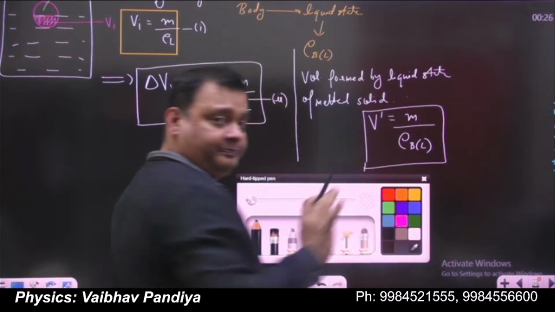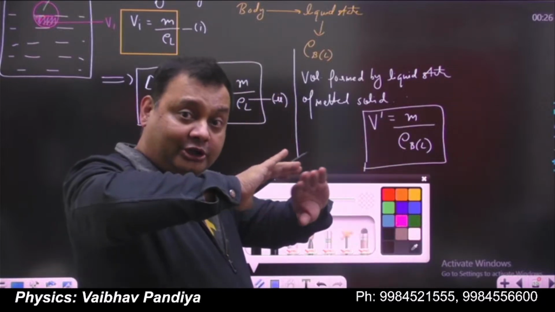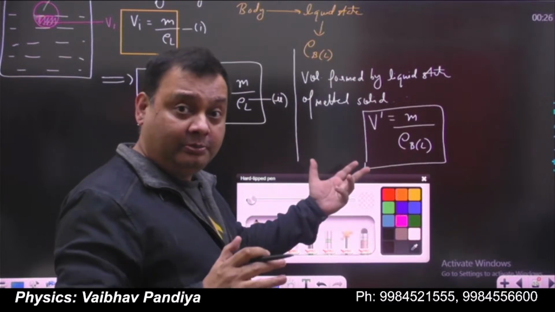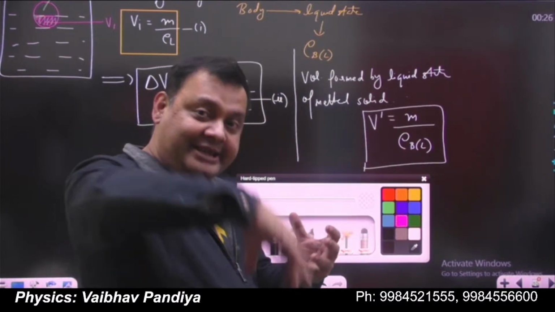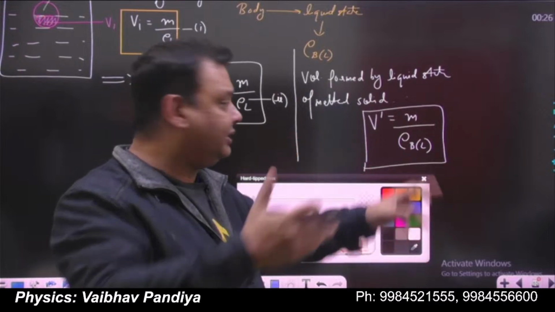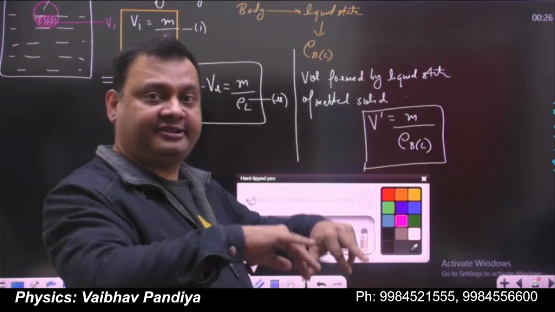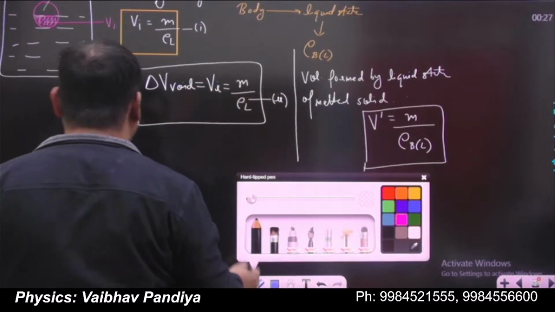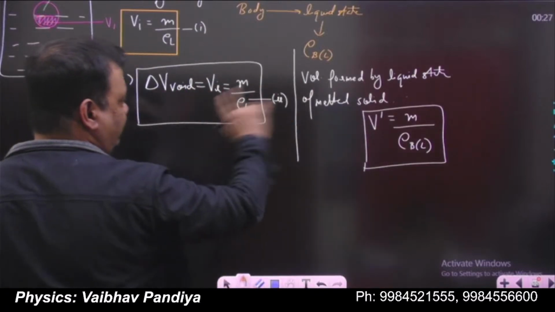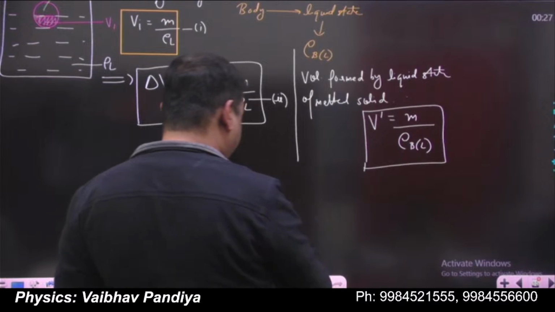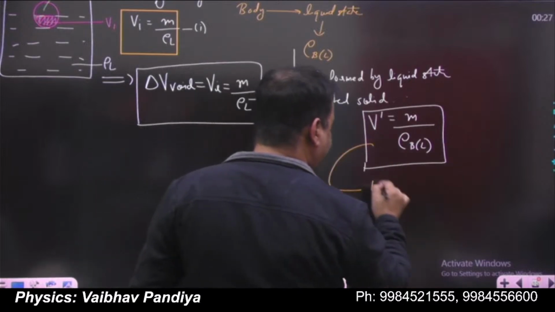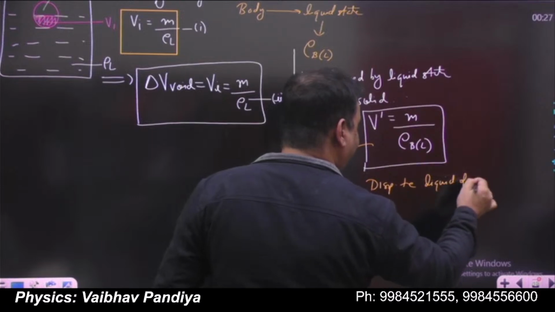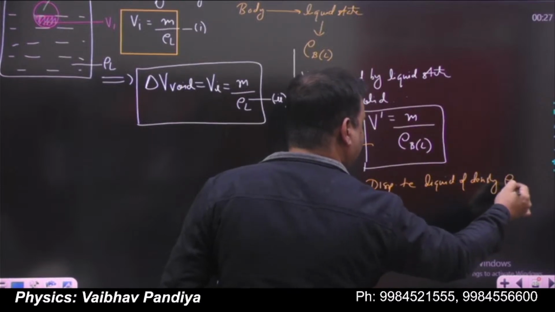Now this volume will displace the volume of the liquid in the container. Are you getting the point? This volume, which volume? The volume formed by melting of the solid in the liquid state. This will displace the original liquid. That is, this is some other liquid having a density rho L. Don't get confused with these two liquids. This is a liquid formed by melting of the solid. So this will displace the liquid of density rho L.